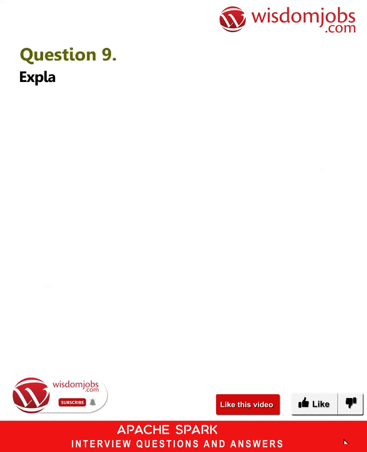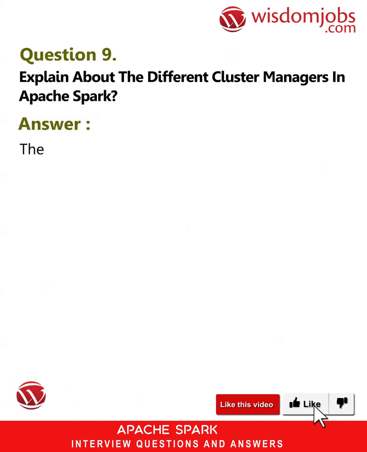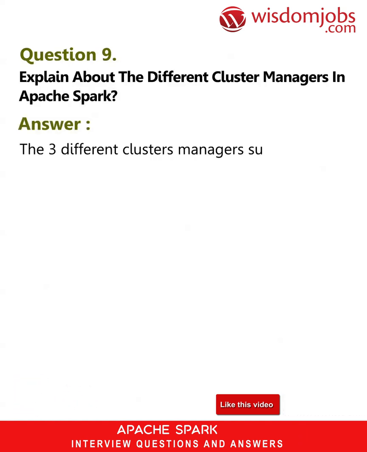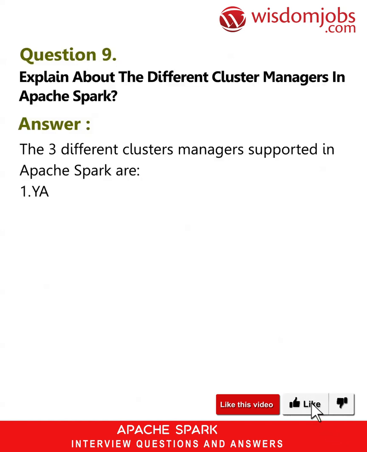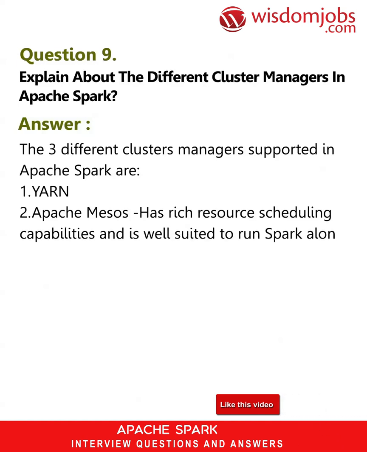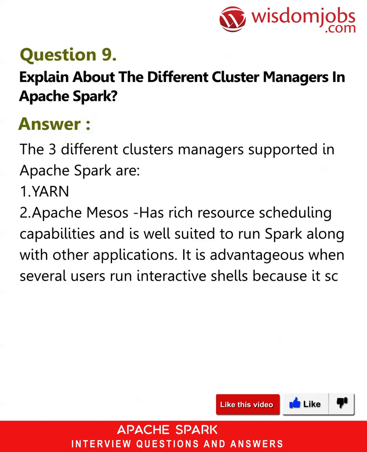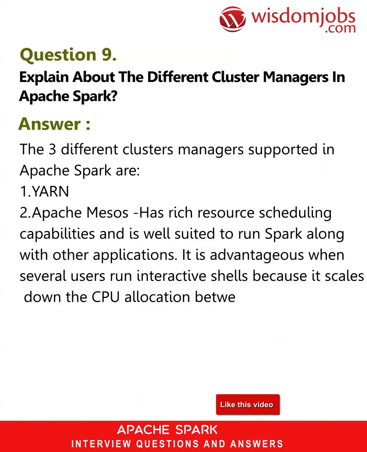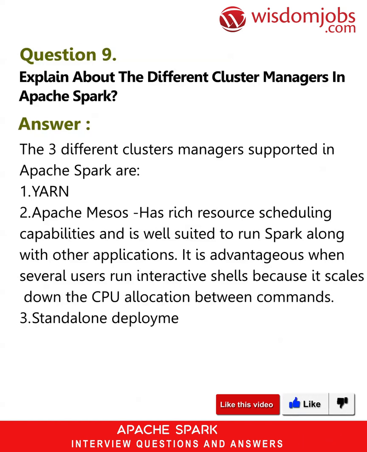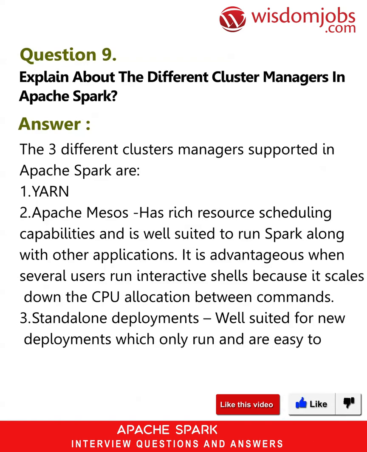Question 9. Explain the different cluster managers in Apache Spark. Answer. The three different cluster managers supported in Apache Spark are: 1. YARN. 2. Apache Mesos, which has rich resource scheduling capabilities and is well suited to run Spark along with other applications. It is advantageous when several users run interactive shells because it scales down the CPU allocation between commands. 3. Standalone deployments, well suited for new deployments which only run Spark and are easy to set up.